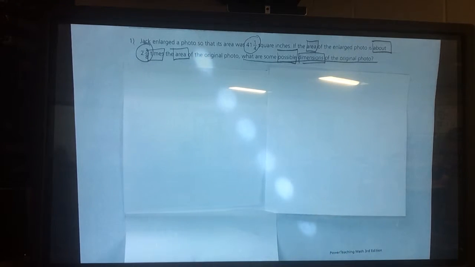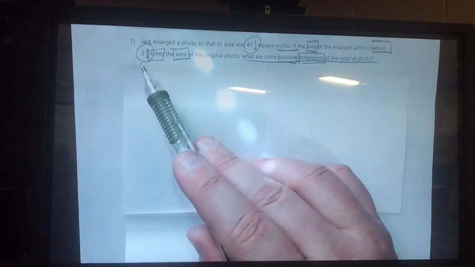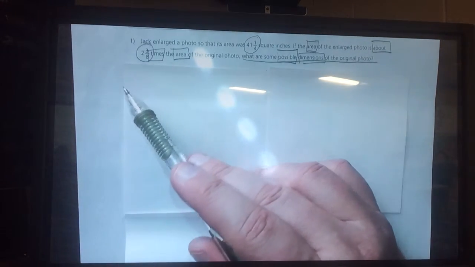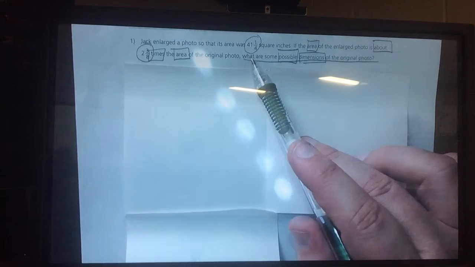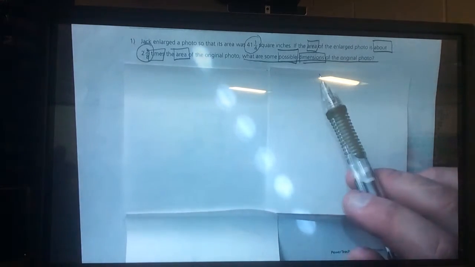Okay, so using the cubes method, I went back and I circled my key numbers. I circled 41 1/4. I also circled 2 3/8. Then I underlined the question. The question says, what are some possible dimensions of the original photo?